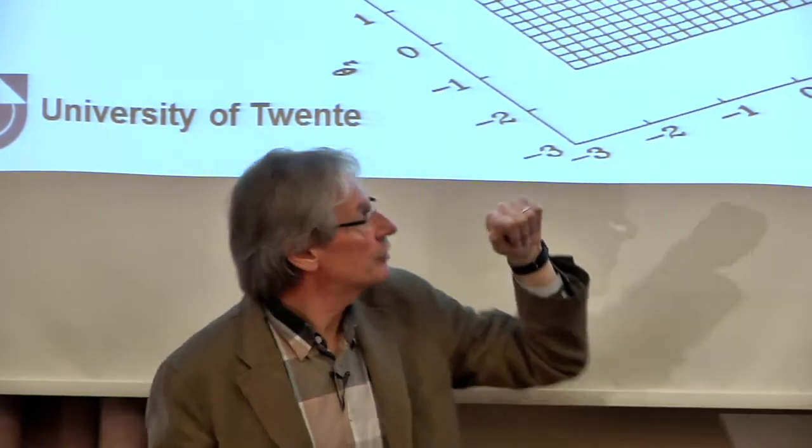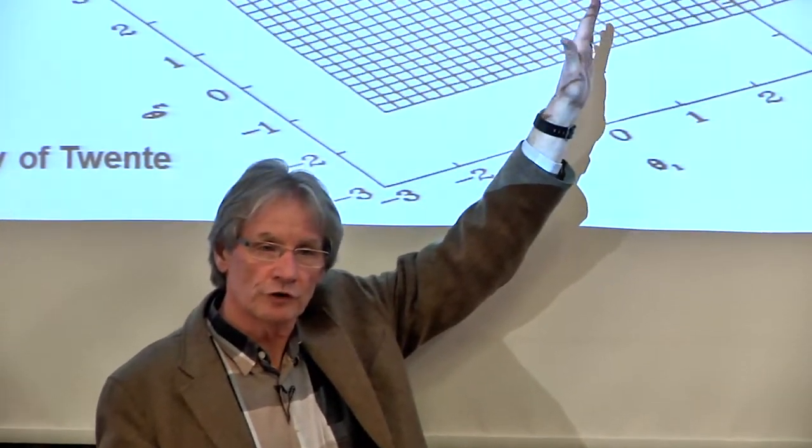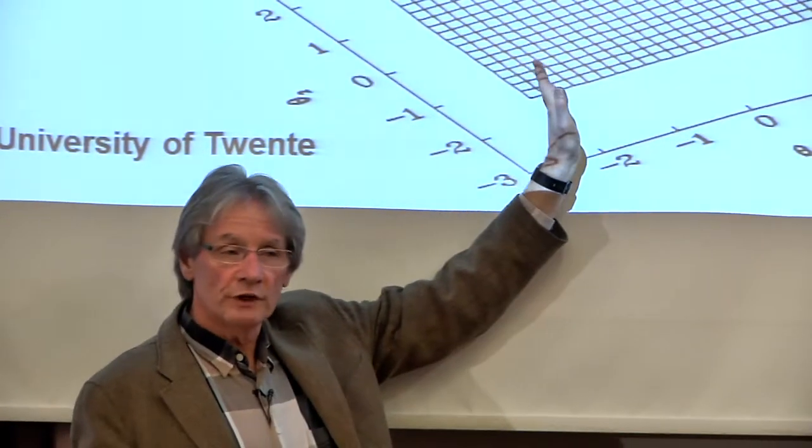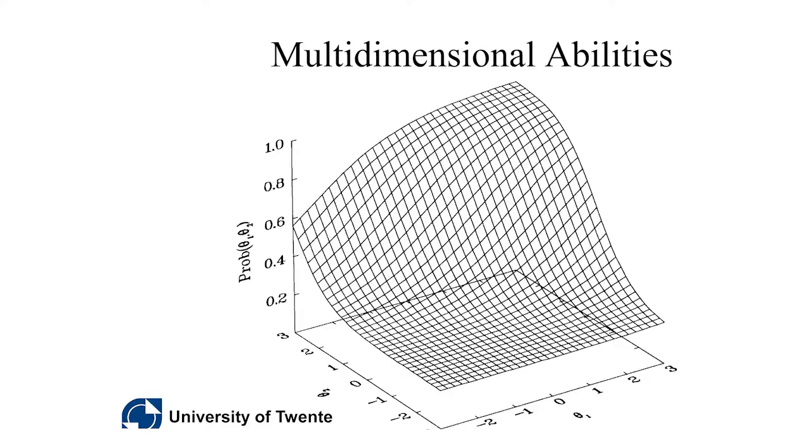And that layer says the following: if your math ability goes up, the probability of a correct response goes up. If your language ability goes up, then also the probability of a correct response goes up. And if you are very high in both math ability and language ability, the probability of a correct response goes to 1. This is an example of a multidimensional model, and it's also a model because it articulates something about how you think that the response comes about.